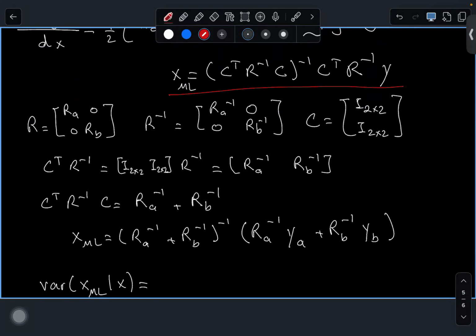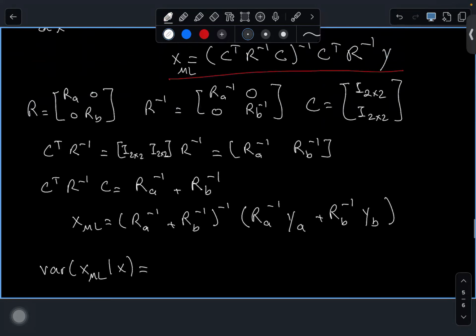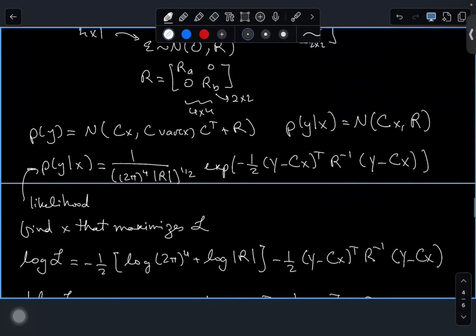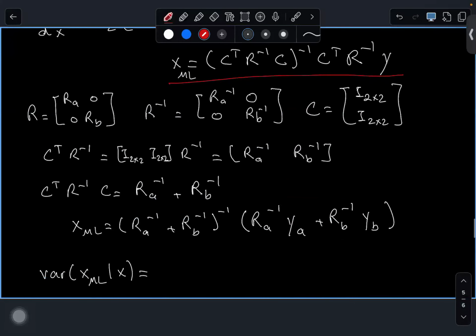Let's write that down. So the variance of that equation is the variance of the first term. The only random variable there is y. Y is your random variable. So the variance of this equation is that first term times the variance of y times the first term transpose. And so what is the variance of y given x? Variance of y given x is this term, R. So let's write this down.